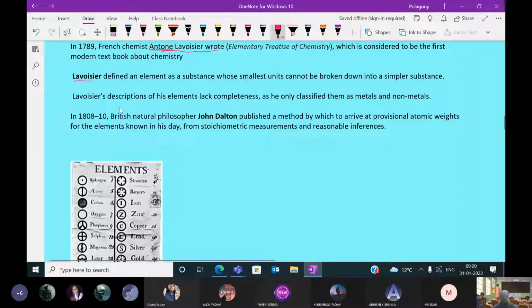Lavoisier's description of elements lacks some completeness. Lavoisier classified the elements into two categories: metals and non-metals. Very few metals and non-metals had been discovered at that time. He ignored the metalloids, elements having both metallic and non-metallic characters, so he couldn't classify them. He only classified metals and non-metals. That's why Lavoisier's classification was incomplete, but he was the first to try to define the element.